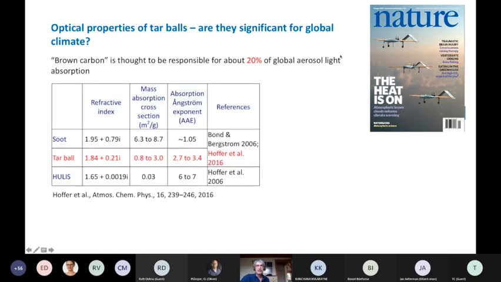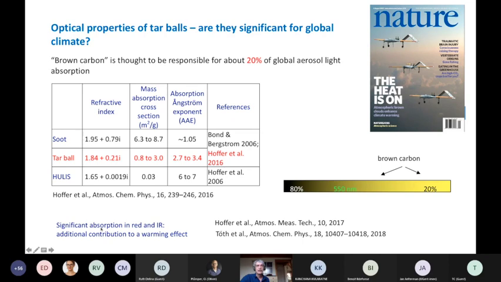And so we wanted to know what the optical properties are, and once we had a clean sample, all these numbers could be measured, and that means that indeed it's in this range of brown carbon. So this is soot, this is transparent, and tarballs are somewhere here. And in addition, they also absorb in the red and infrared, so they have an additional contribution to the warming effect of our climate. And then we also characterized the compositions of these particles.